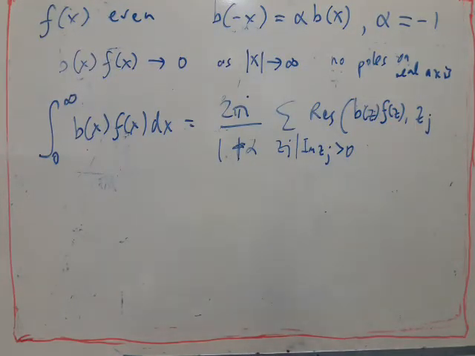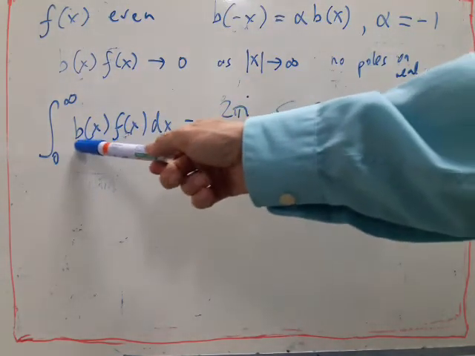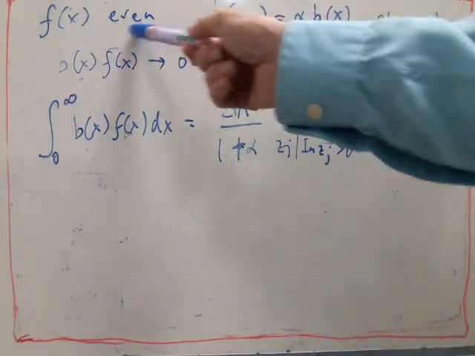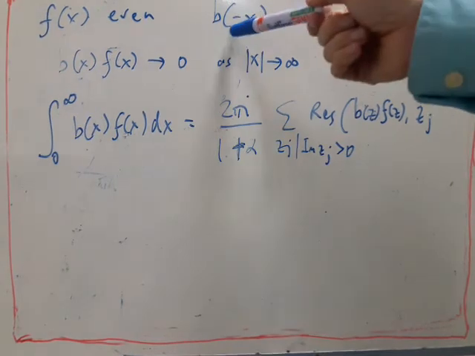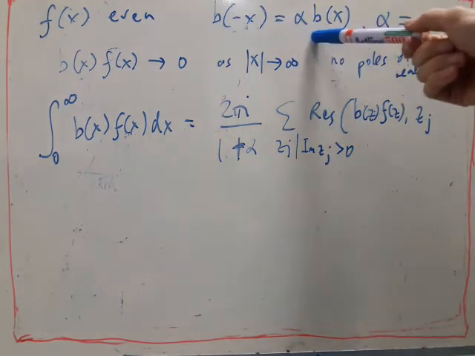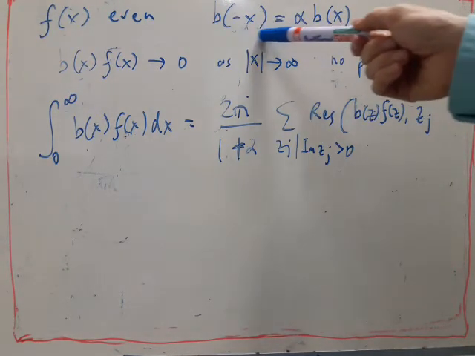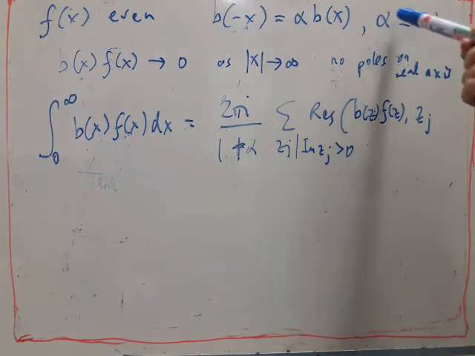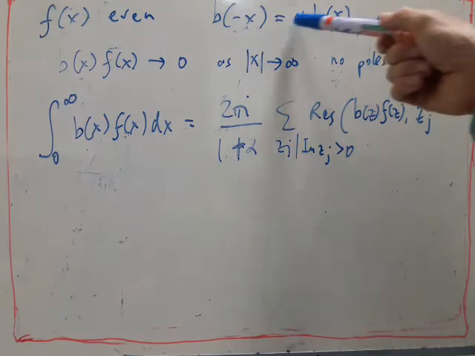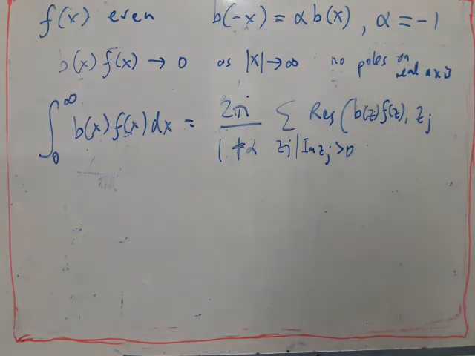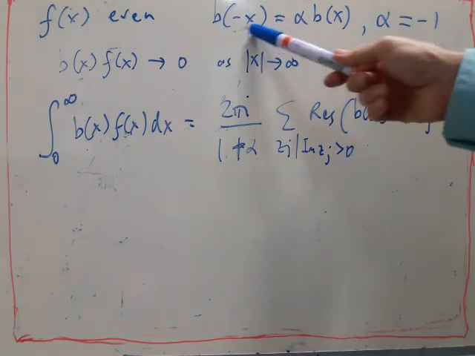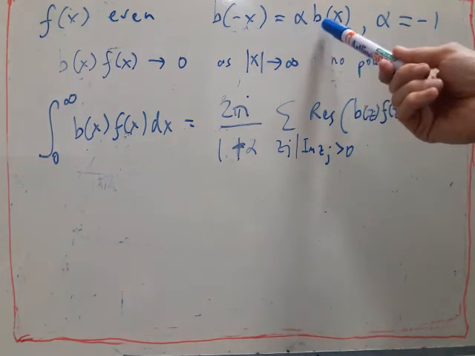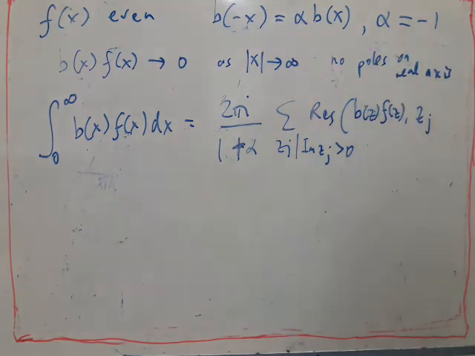So suppose we want to evaluate this integral, b of x times f of x, where f of x is even. b has this property, which is basically saying that b is not an odd function. If this were -1, then this would be an odd function. So b is not an odd function, but satisfies this property. We're sort of hinting that b is likely to have a branch cut.